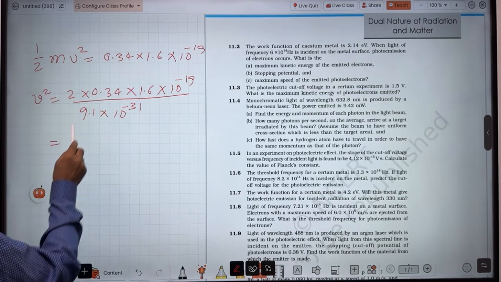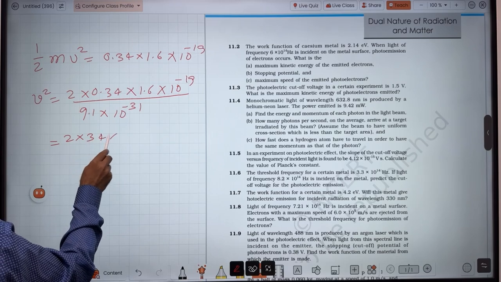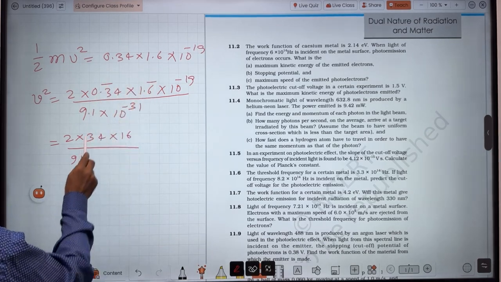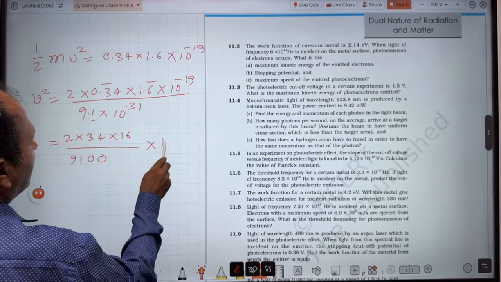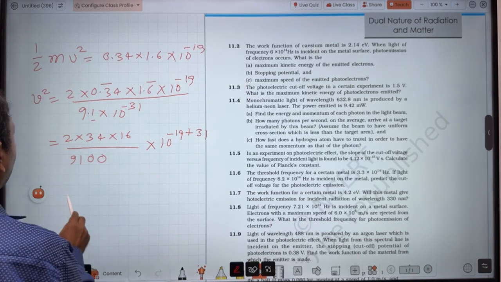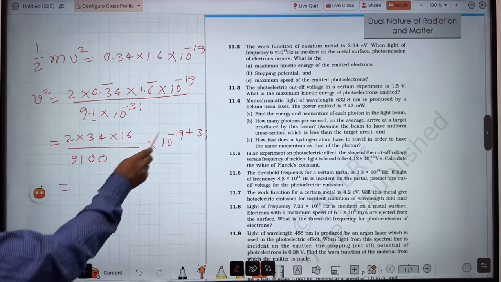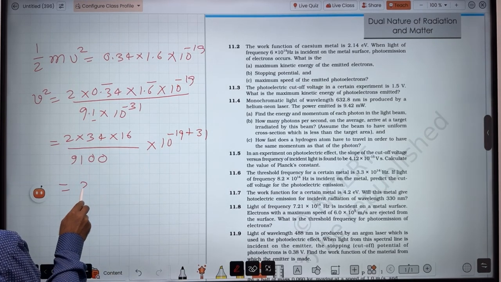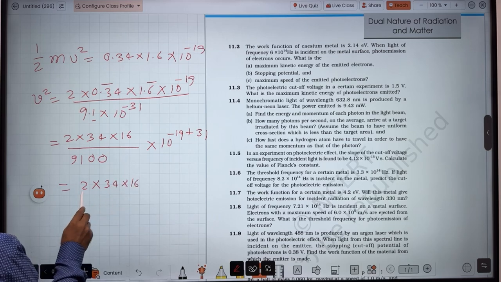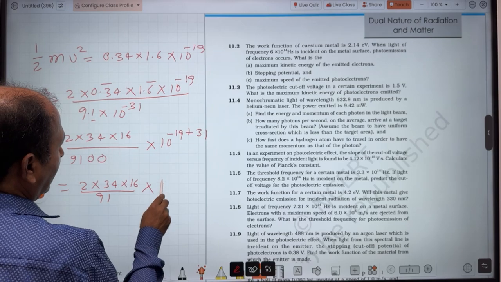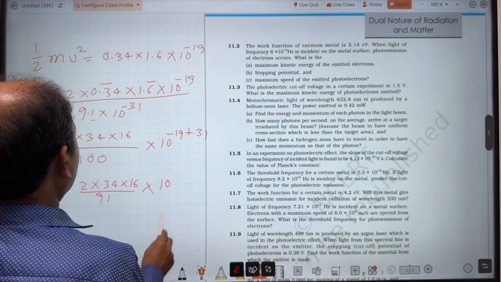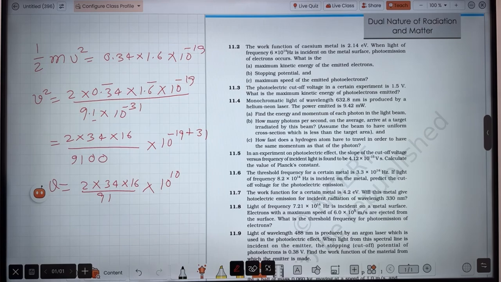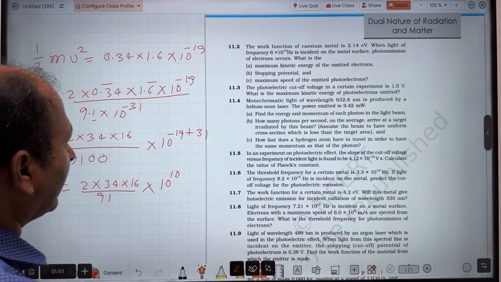So we can simplify, we can remove decimals. So 2 into 34 into 16 divided by 91. Let's count the number of decimals. This is 2, 3 here, 1 here. So 2 more zeros are needed here, and then 10 power minus 19 plus 31. Right. So 2 powers will reduce. So this will become minus 21, giving 10 power. So 2 into 34 into 16 divided by 91 into 10 to the power minus 21. So this minus will become plus 10. And then we can take the square root to find the velocity. Correct? So we can get the velocity from here.